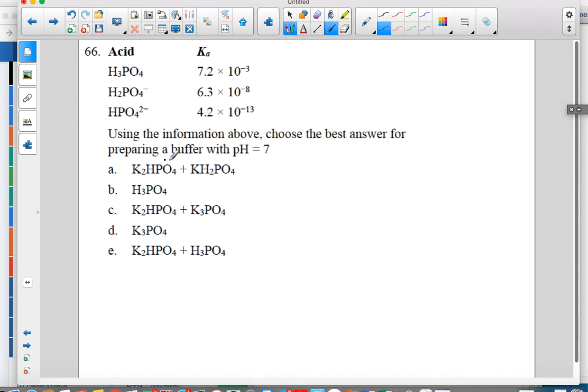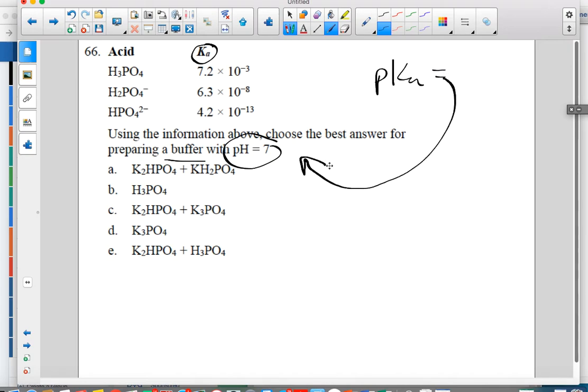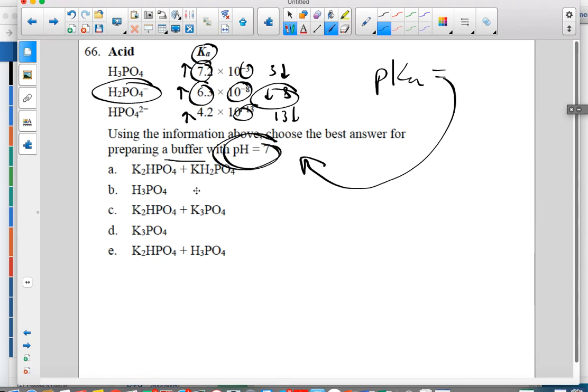66, they ask you about preparing a buffer. Desired pH is there. You don't have a calculator, but the first thing you're going to do is get the pKa, because the closest pKa to the pH is what we want. Now this is 7.2, so this is going to be a little bit below 8. This is 6.3. That's going to be a little bit below 8, and that's going to be a little bit below 13. Well, a little bit below 8, that would be the acid we would use.